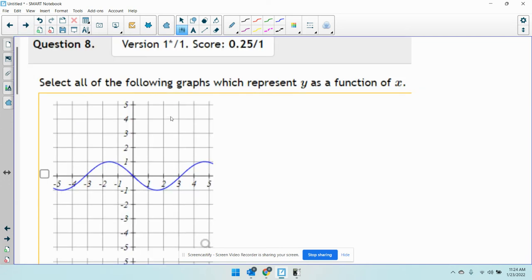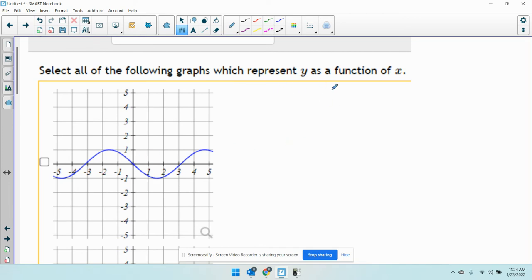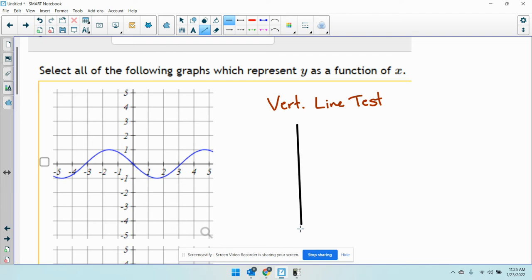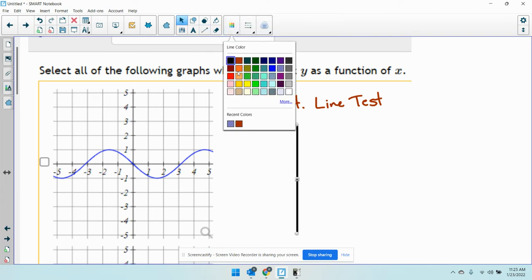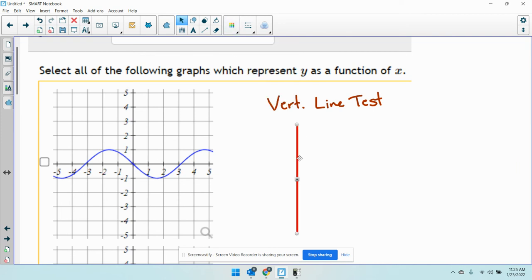And this last one: select all the following graphs which represent a function. The only real way we know how to show if something is a function when given the graph is the vertical line test. Basically, if every vertical line I draw through that graph only hits it in one spot, then it's a function. So I'll just take a regular old vertical line, make it fancy, make it color, make it red. I'm just going to drag this over each graph. And if it ever hits it more than once, what I'm talking about is not a function.